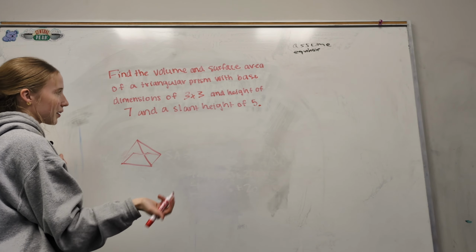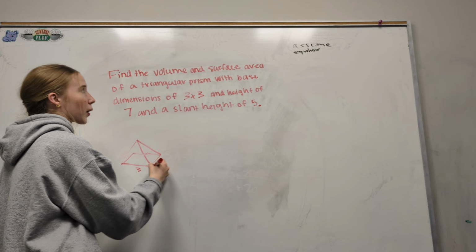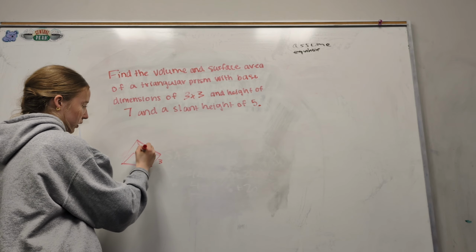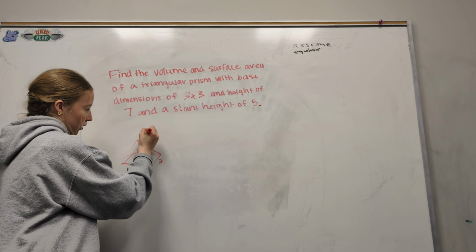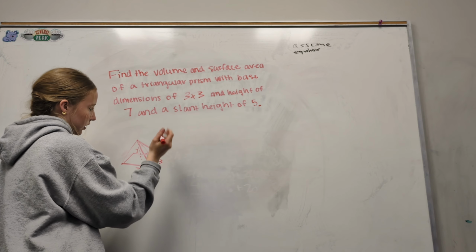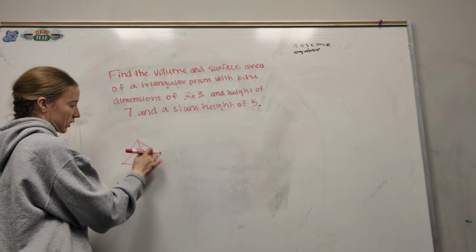Anyway, you know that your base dimensions are 3 by 3, so this is a square pyramid. And then the height of the whole prism is 7, but it's important to notice that the slant, right here, is 5. So the 7 is straight in the middle, and then the 5 is the slant height right there.